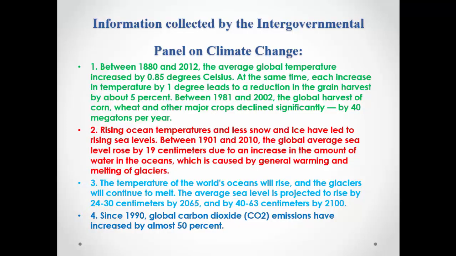Information collected by the Intergovernmental Panel on Climate Change shows that between 1880 and 2012, the average global temperature increased by 0.85 degrees Celsius. At the same time, each increase in temperature by 1 degree leads to a reduction in the greenhouse by about 5%.